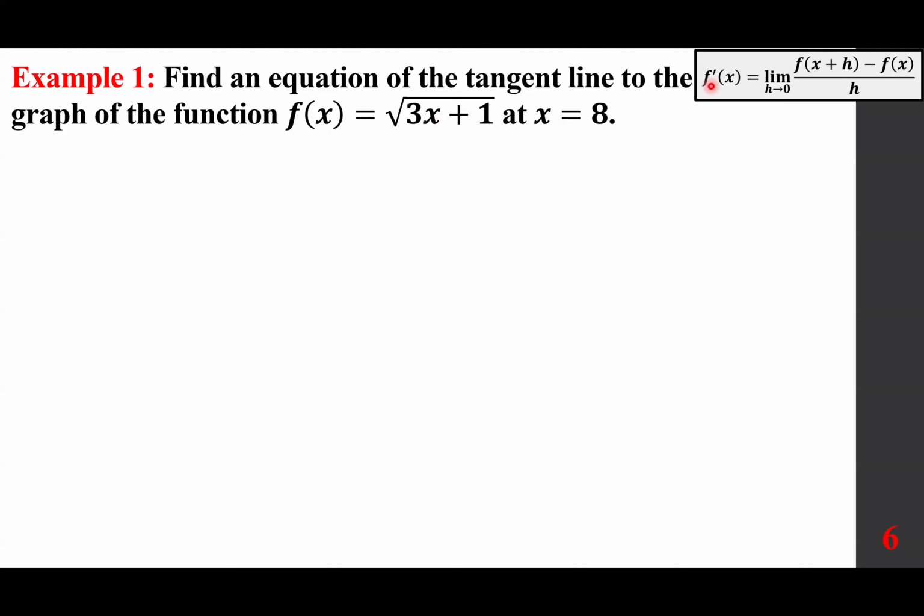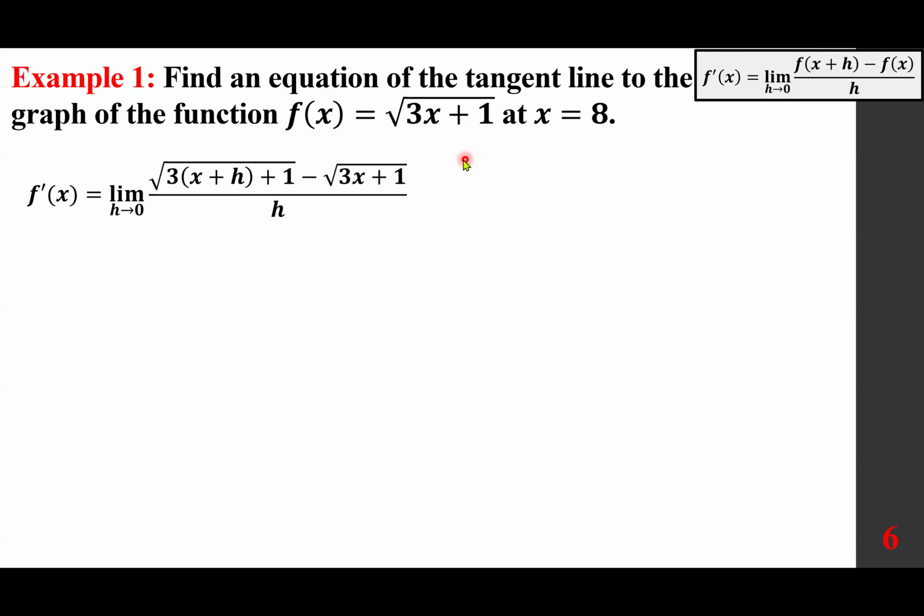So by definition, f prime is the limit of f of x plus h minus f of x over h as h approaches 0. Following that, we're going to write f prime of x is the limit as h approaches 0. Fraction bar, the bottom is h. The top is the square root of 3 times x plus h plus 1 minus the function f of x. And we're going to work on that.